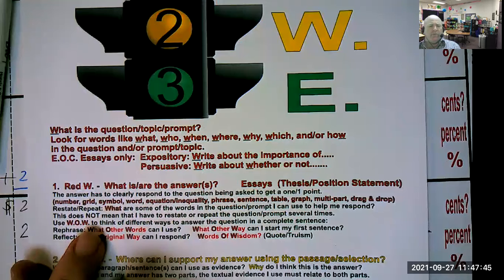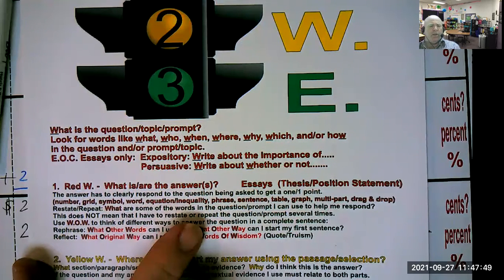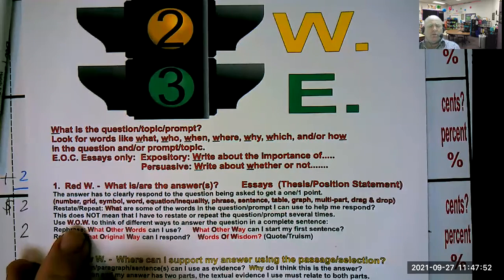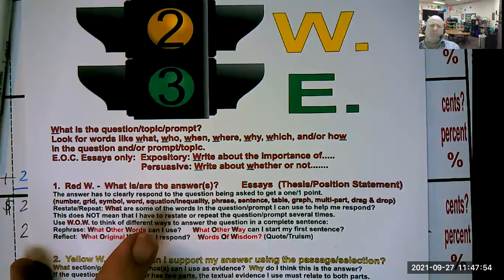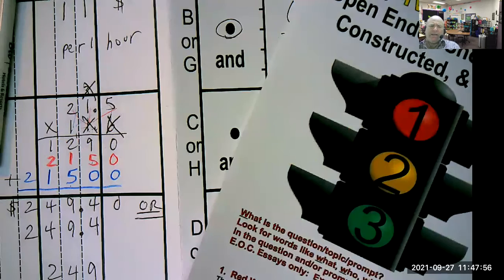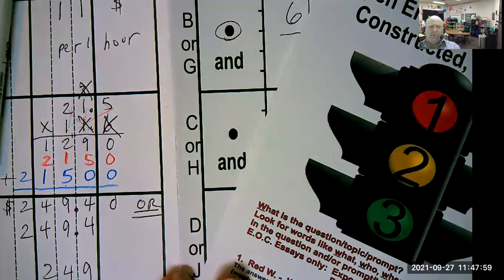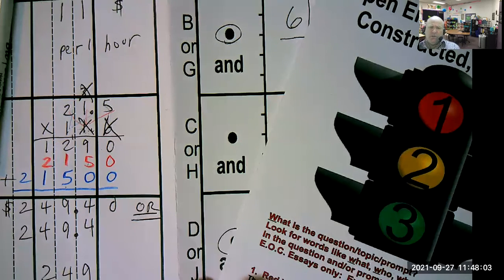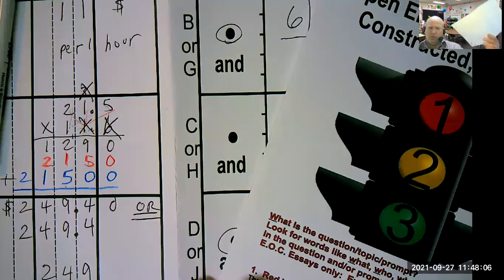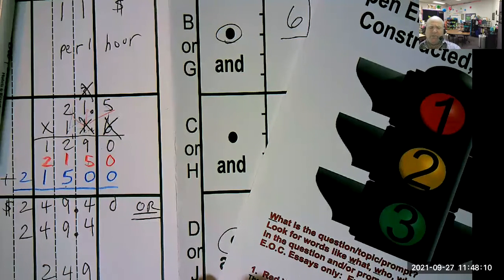But you can use the word wow to think of different ways to answer the question in a complete sentence. Rephrasing could be, what other words could I use? So you could say, Jada had an income of $249.40 during the last 5 days of her work week, or 7 days, depending on however many she worked. I just used the word income instead, okay?